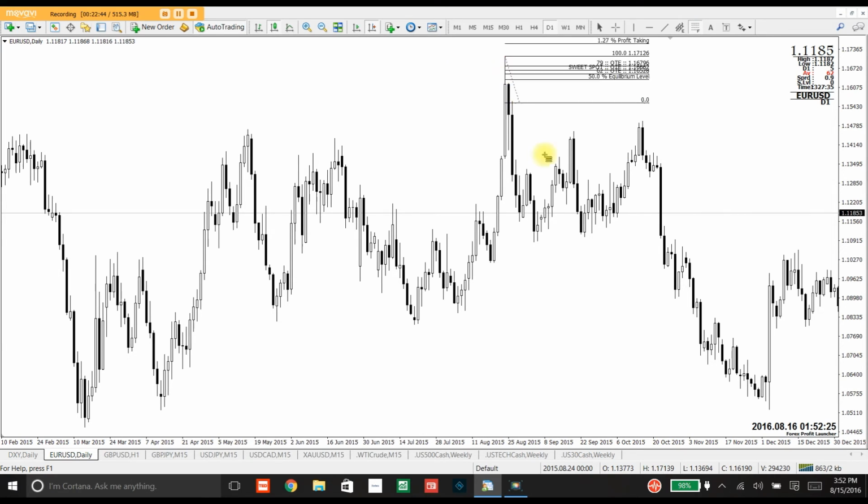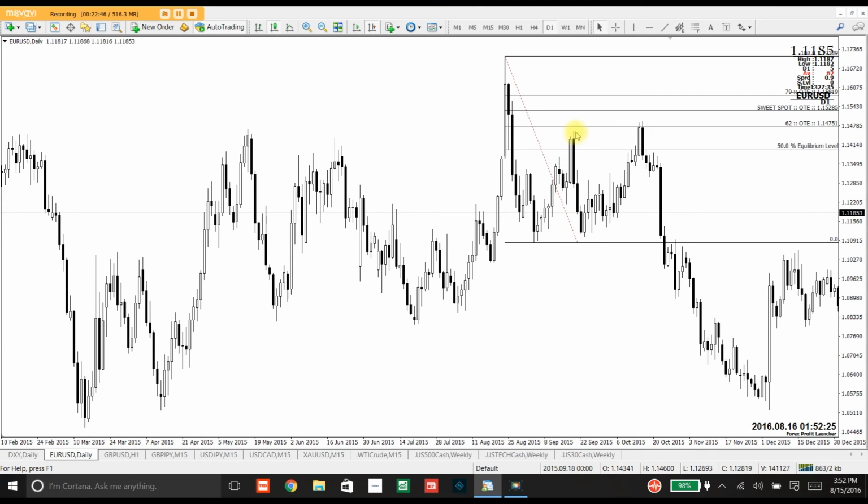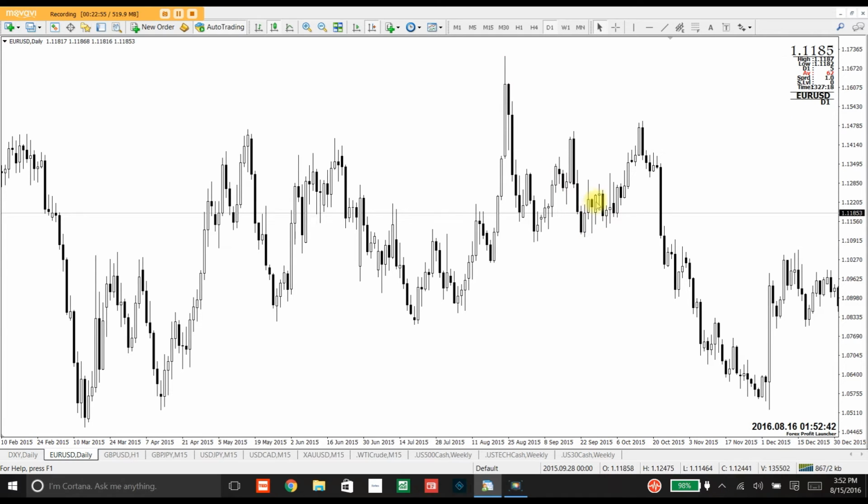So you have a swing high to a swing low. Boom, we retrace right up to it, 62%. Okay? And it actually continues farther up on this leg over here. Okay, so we see a good example of a retracement there.